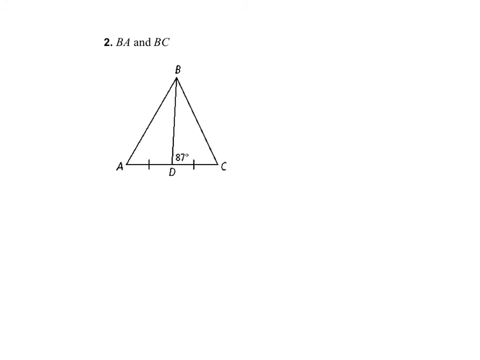Next one, I have BA and BC. I want to compare BA and BC. So this angle right here is 87. This one, by linear pair, has to be 93. So that means that BA is greater than BC.